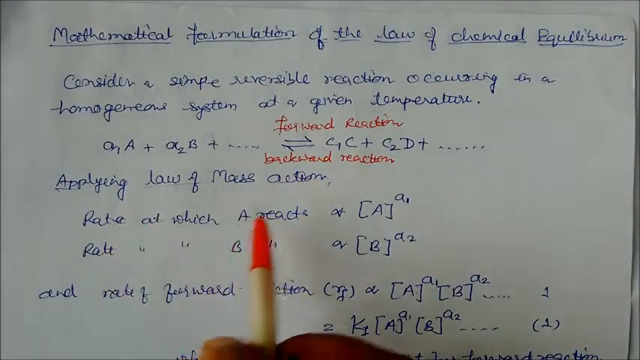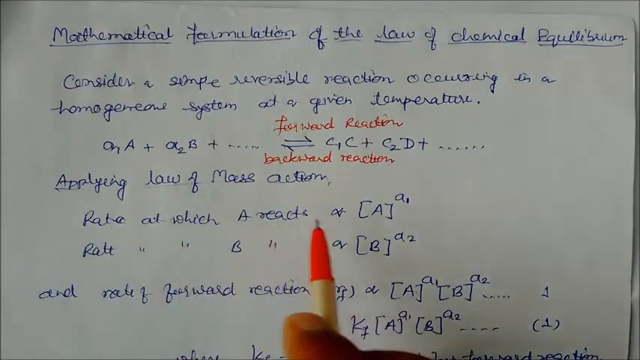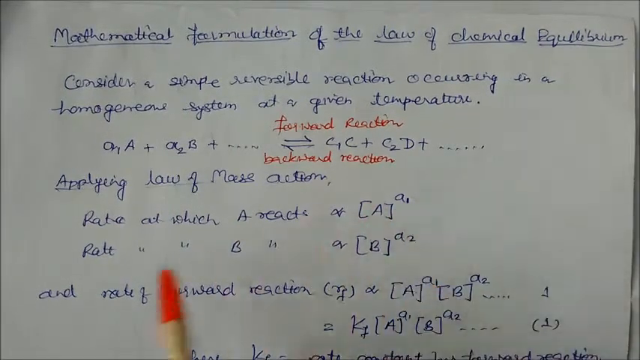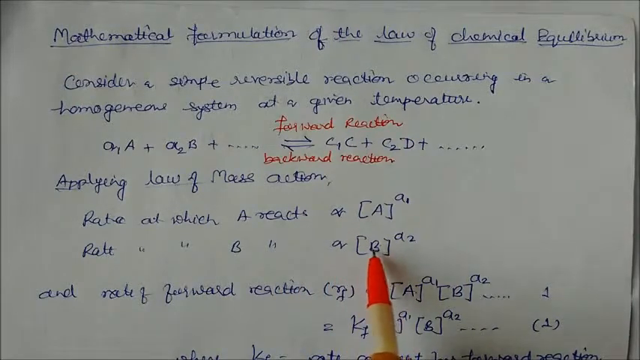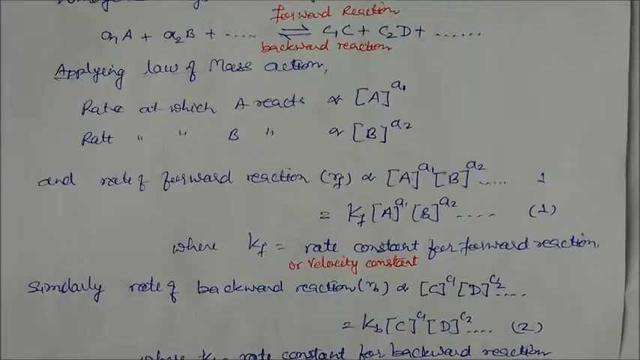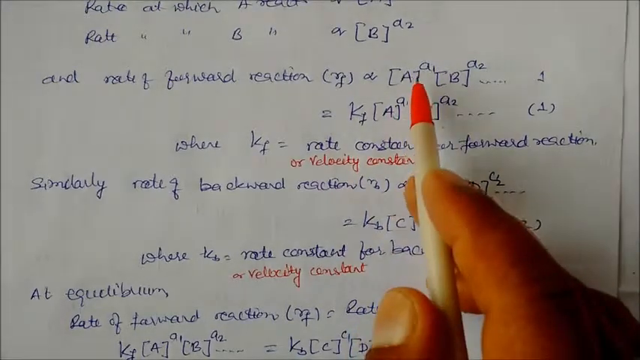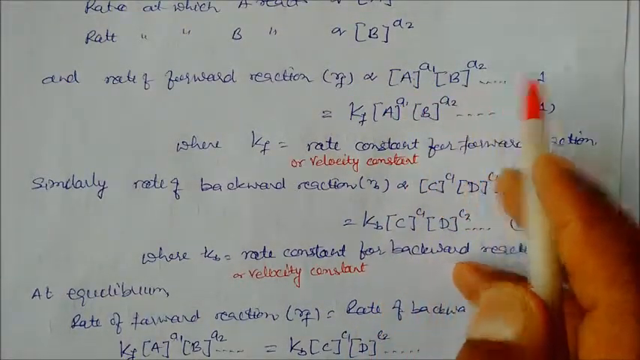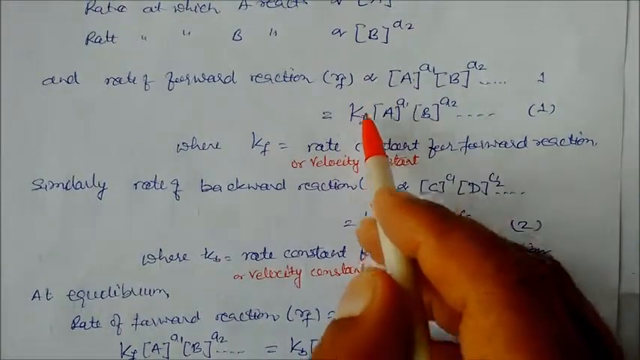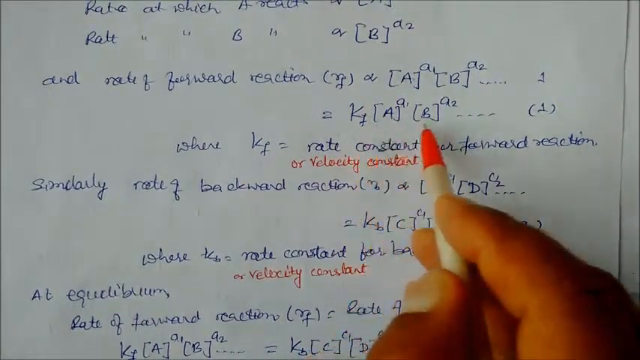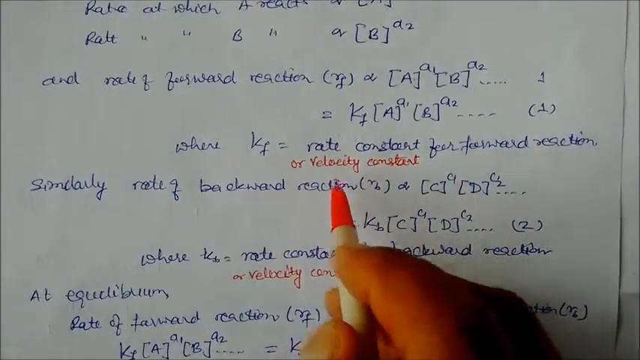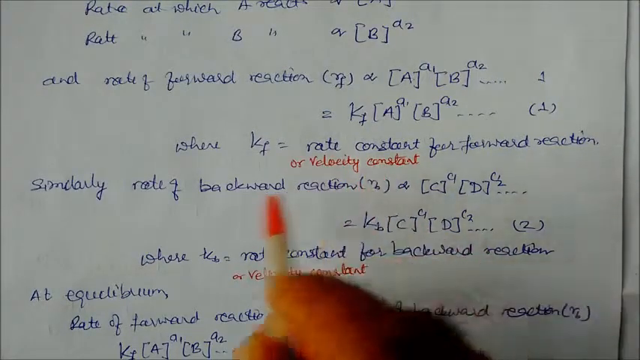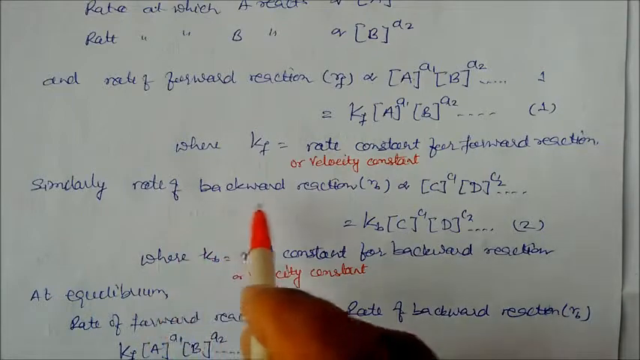So if we apply the law of mass action, the rate at which A reacts is proportional to the concentration of A to the power a1. Similarly, the rate at which B reacts is proportional to the concentration of B to the power a2, and the rate of forward reaction, Rf, is proportional to [A] to the power a1 into [B] to the power a2, and it will continue. To remove this proportionality, we use the term Kf. Kf is called the rate constant for the forward reaction, or the velocity constant. Similarly, we will find the rate of the backward reaction.